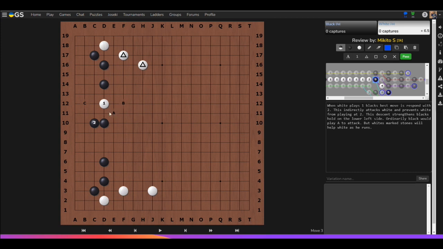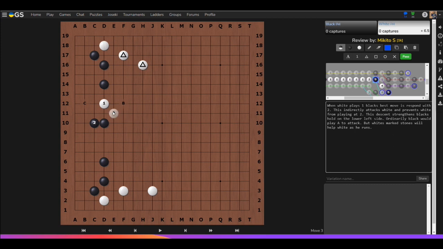So I mentioned that the diagonal is one of the most used moves, but it looks like in this case, the book recommends this move. So it's good to know. I'll learn something from this as well. So when white plays 1, black's best move is to respond with 2. This indirectly attacks white and prevents white from playing at 2 for white's self. This descent strengthens black's hold on the lower left side.